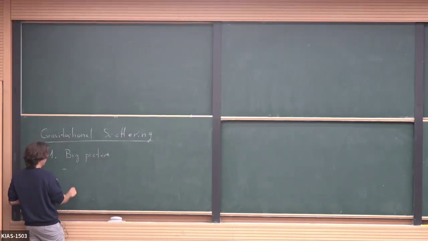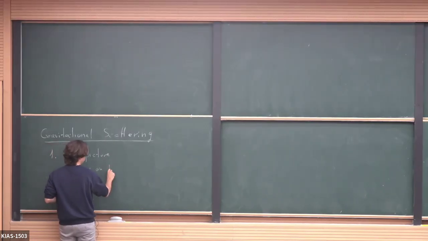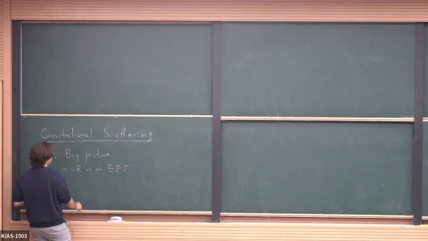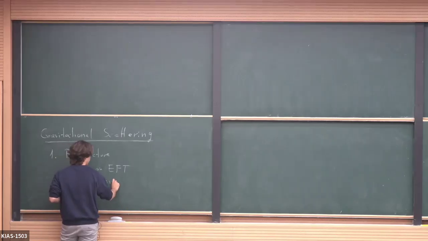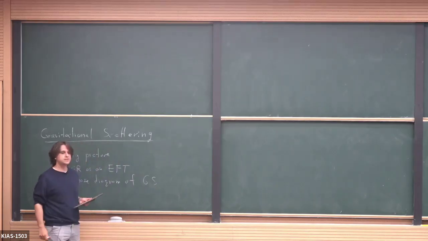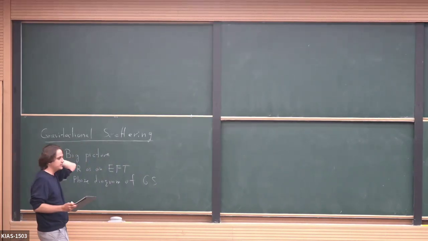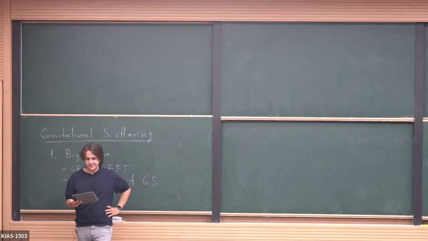I'll discuss a little bit GR as an EFT, in case some of you are not familiar with this. Then we'll discuss the phase diagram of gravitational scattering. So you'll see what I mean by this. There are various regimes in which we can study gravitational scattering, and some of them we understand pretty well, some of them we don't understand at all.